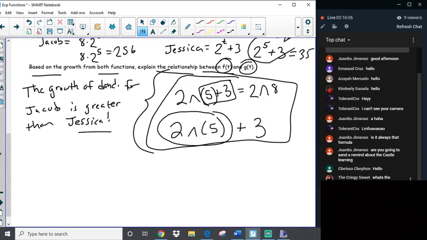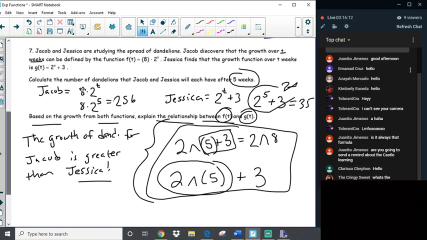What is the difference between the G and the T? Good question. They're just giving you different names for them. So if you look at the question, they're saying f of t is going to be Jacob. G of t is going to be Jessica. So that's the whole reason that we learn the functions, because if I just said y equals 8 times 2 to the t, or y equals 2 to the t plus 3, they're the same. But when I give them a function name, then I'm just calling him the f function, or in this case it's Jacob, and G is just the one for Jessica. Okay, so that's all.